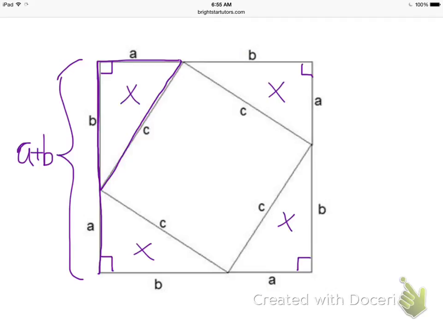It looks like it's forming a square here in the middle, but we're going to have to do a little bit of work to know for sure that that is a square. We know that the large one is a square with side lengths A plus B. If this is a square, it's going to have side length C there in the middle. Okay, so let's look at that.